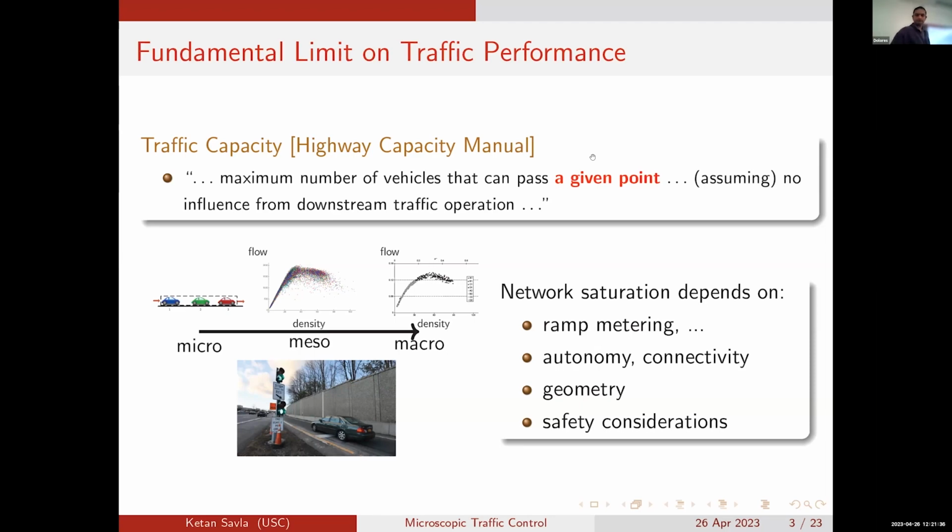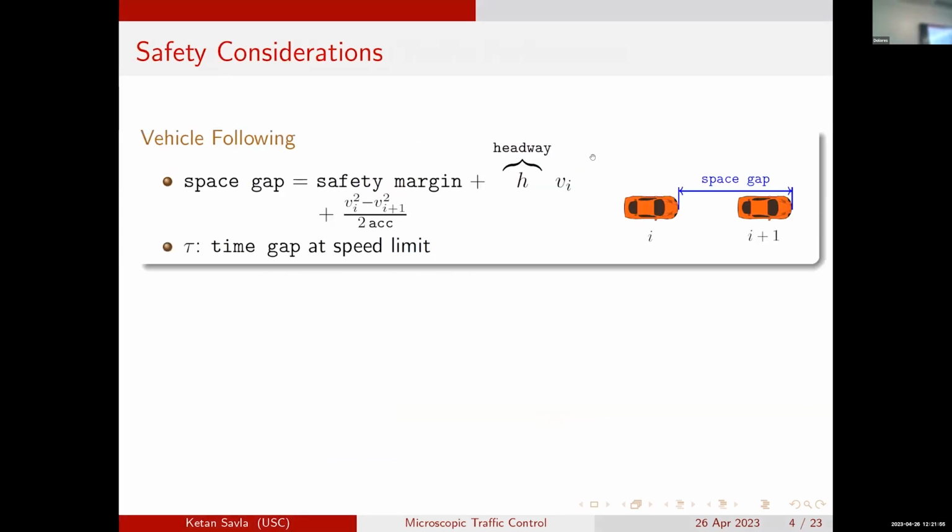There are some obvious limitations on how large the capacity could be. Your capacity cannot be infinite, because if nothing else, there are speed limits, and vehicles have to maintain certain spacing between them for safety purposes. I won't go through the details, but a basic traffic engineering class will teach you how much space vehicles should maintain between each other on the main line to be safe. What that means is they consider some kind of worst case scenario.